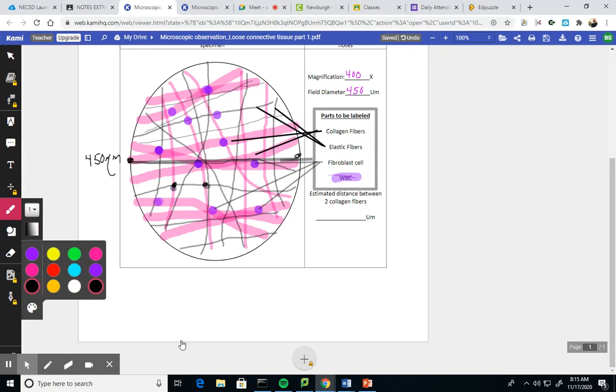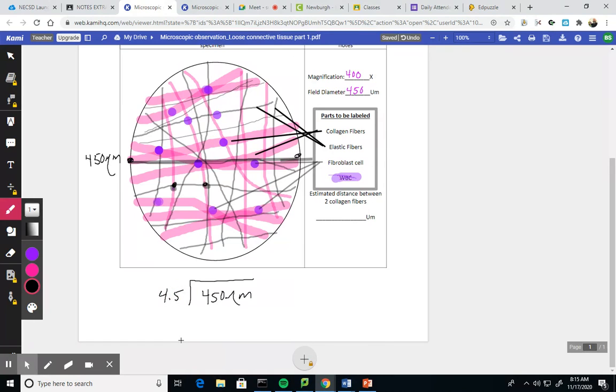I'm going to do my math down here. 450 micrometers divided by 4.5. This comes out to be very easy math, doesn't it? This is going to be 100. So the distance between these two collagen fibers is 100 micrometers. Easy.